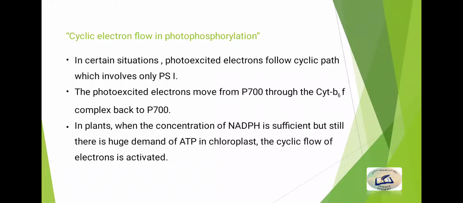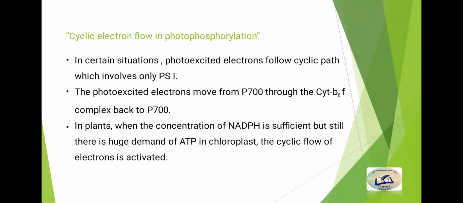Now I will tell you a bookish definition in one line. The formation of ATP due to light induced cyclic electron flow is known as cyclic photophosphorylation. I repeat, the formation of ATP due to light induced cyclic electron flow is known as cyclic photophosphorylation. You can note it down, okay?